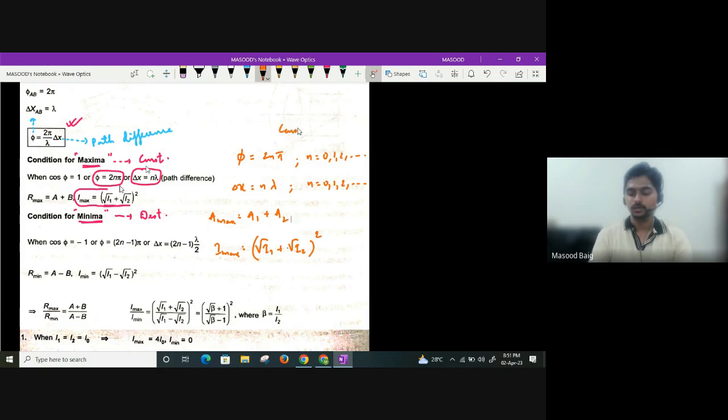The maximum intensity, I'll write it here. Firstly, the condition for phase difference is 2nπ. N value will start from 0 onwards: 0, 1, 2, and so on. What is path difference? Because there is a relation between path difference and phase difference, we can find path difference to be nλ. Again, n will be starting from 0, 1, 2, and so on. So what is our maximum amplitude, beta? Maximum amplitude will be the sum of individual amplitudes. And what is our maximum intensity? It will be under root of I1 plus under root of I2 whole square. These are the conditions for your constructive interference, beta.